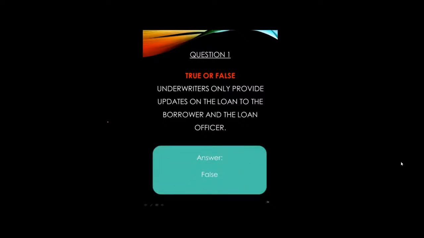And our answer is false. There's a lot more people that we provide updates on, which would be the borrower, the loan officer, the processors, maybe a processor assistant, your managers. It's a lot more than just the borrower itself and the loan officer.